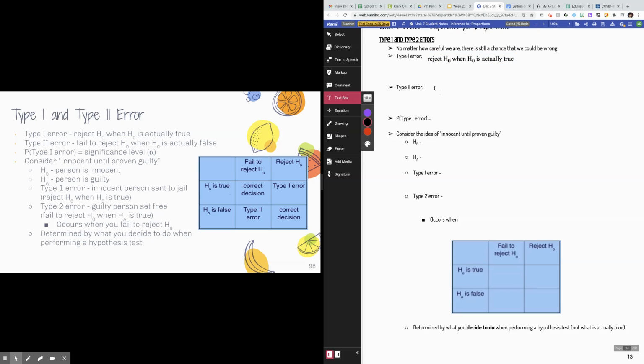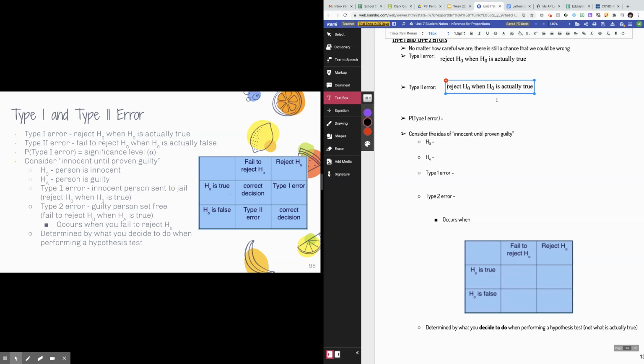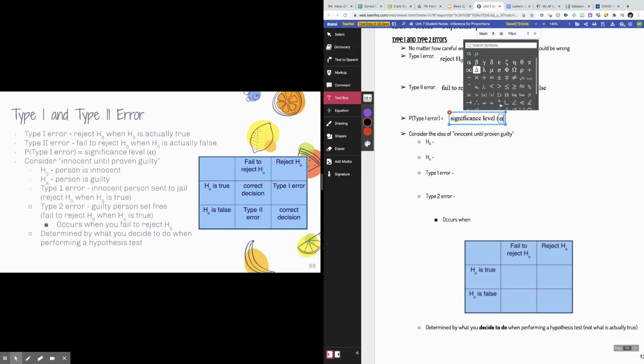A type 2 error occurs when the exact opposite happens. We fail to reject the null when in reality we should reject it, because the null is actually false. The connection that this has to our significance levels and our hypothesis test is that the probability that we make a type 1 error is equal to your significance level, whatever value you set for your alpha.